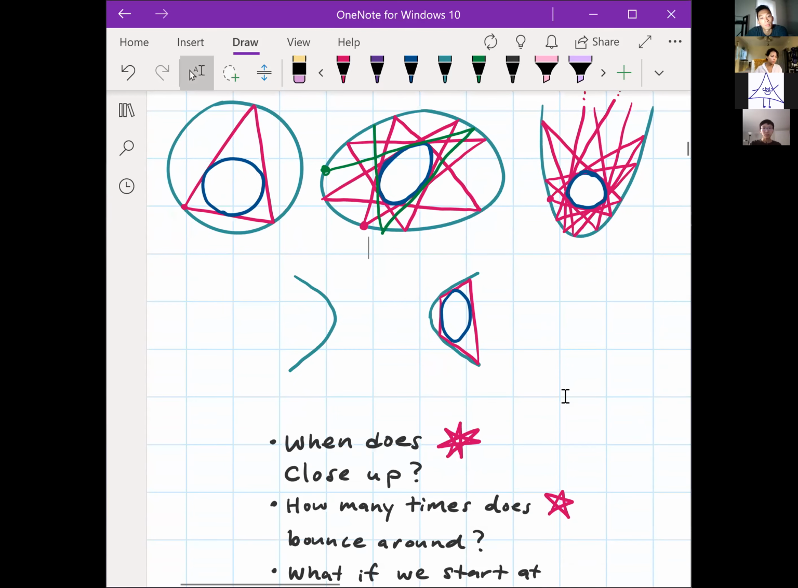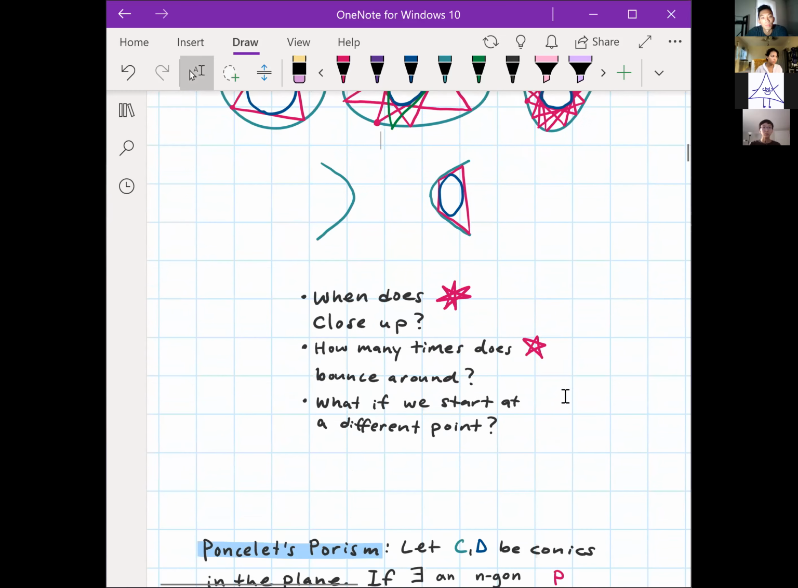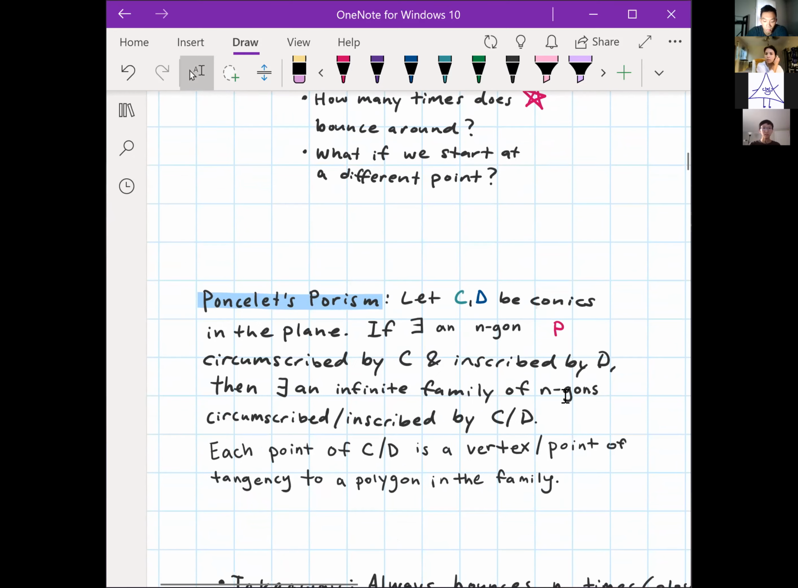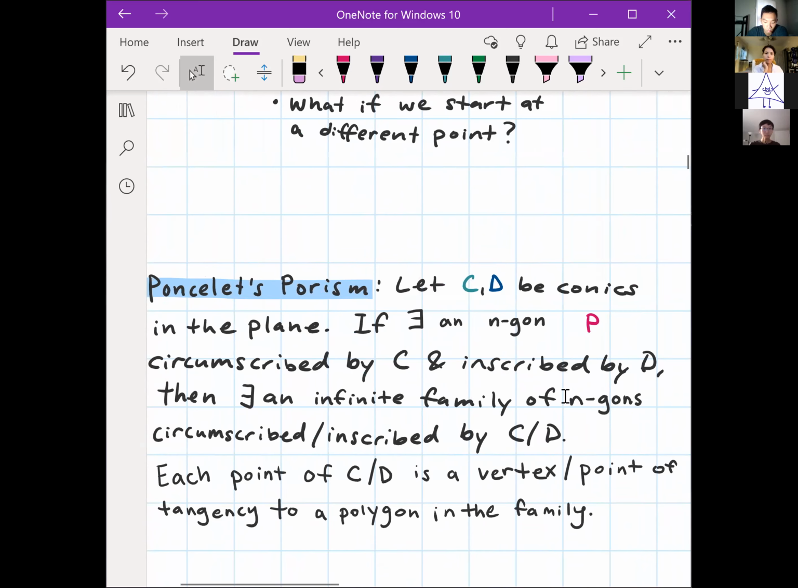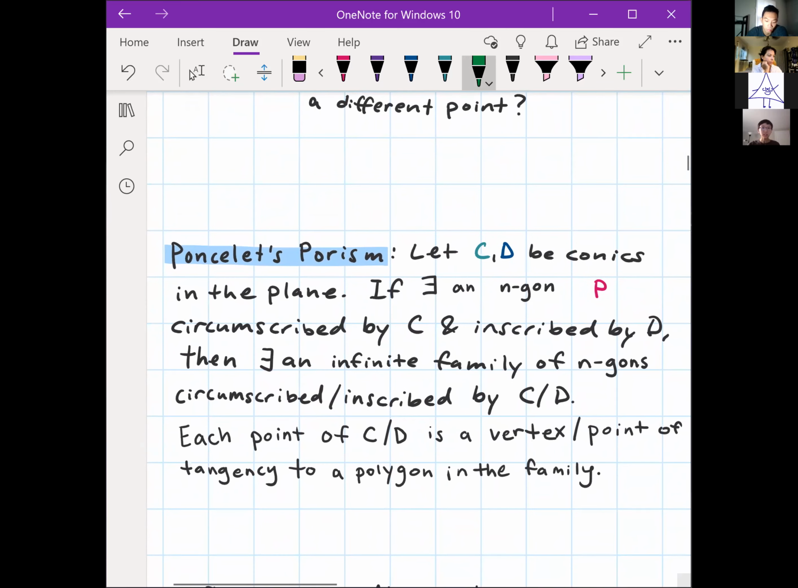So Poncelet's Porism gives us sort of a partial answer to some of these questions. So let's look at the statement of the theorem. It says, let C and D be conics in the plane. If there exists an n-gon P circumscribed by C and inscribed by D, then there exists an infinite family of n-gons circumscribed by C and inscribed by D.